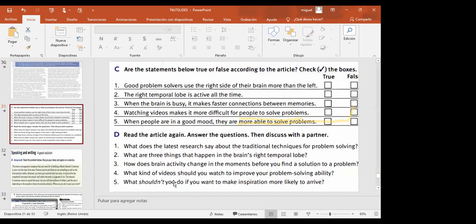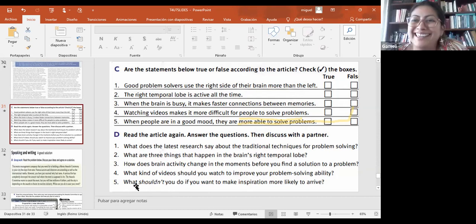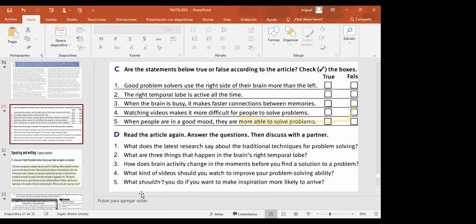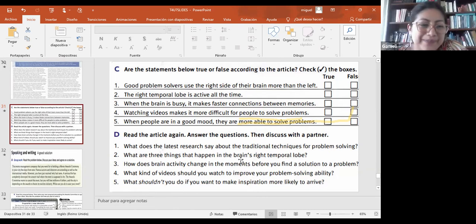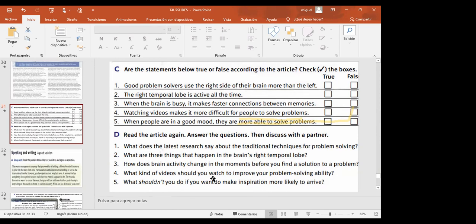Number 5. Gameli and Gabi. The G's. The G's. Okay. You are the F's. Same letter. Gameli and Gabi and Felix. Okay, what do you have in number 5?